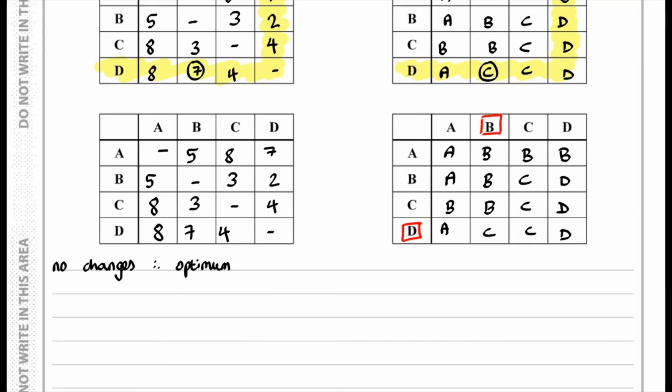So what we do over here for part C is we look at this D in the 4th row, okay, and we also look at this B in the 2nd column, okay.